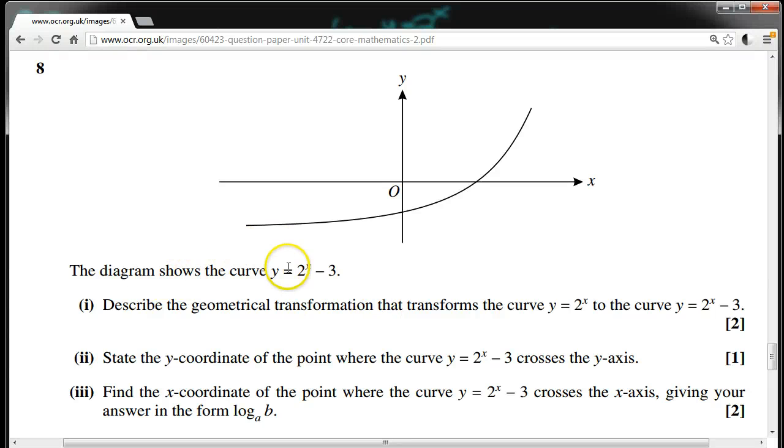The diagram shows the curve y equals 2 to the x minus 3. Describe the geometrical transformation that transforms the curve y equals 2 to the x to the curve y equals 2 to the x minus 3. State the y-coordinate of the point where the curve y equals 2 to the x minus 3 crosses the y-axis. Find the x-coordinate of the point where the curve crosses the x-axis, giving your answer in the form log a of b.